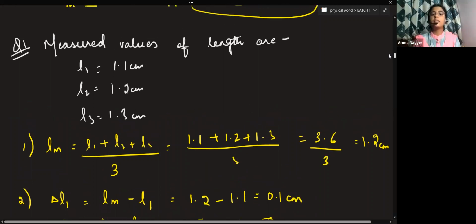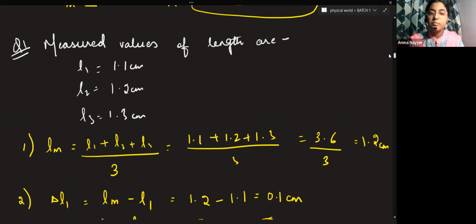Okay, so we had started with this question, but we couldn't finish it. So let's complete it. We have the measured values together. Mean value, how do you get the mean value? Add all the measured values that are there and divide by the number of values present. So mean value will be L1 plus L2 plus L3 divided by 3. That we got as the answer.